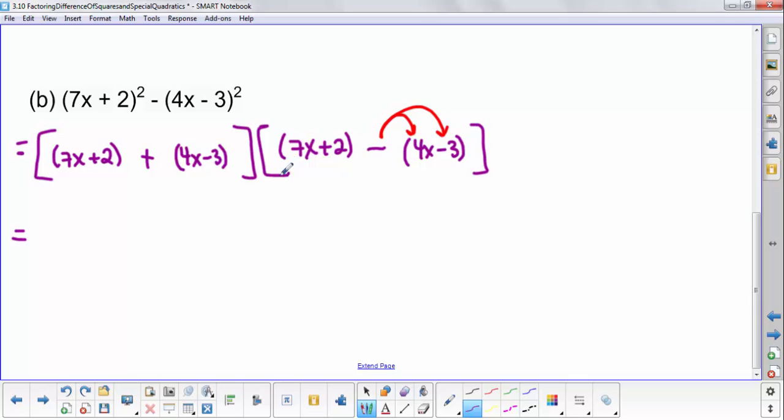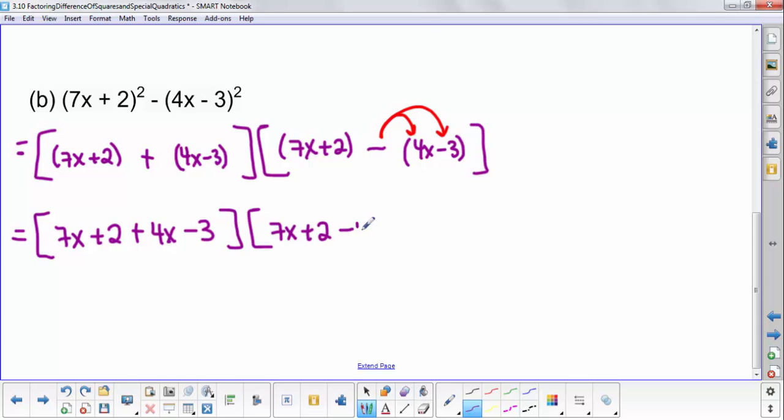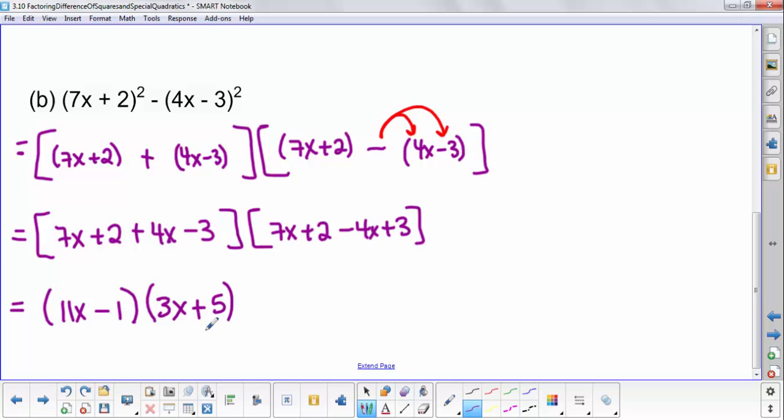In the first set of square brackets, to get rid of these inner round parentheses, you're just distributing a 1, so really nothing changes. We have a 7x plus 2 and a 4x minus 3. But in the second set of square brackets, we have the 7x plus 2 and then minus 4x and a plus 3. Super important. Now we can collect like terms. The x's collect to give us 11x, and the constants collect to give us negative 1. And finally, 7x minus 4x, and the 2 plus 3. So that is fully factored there.